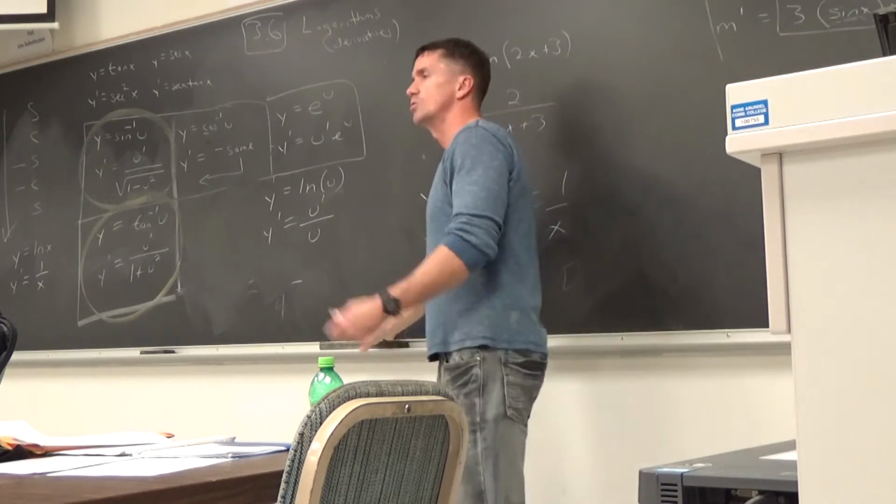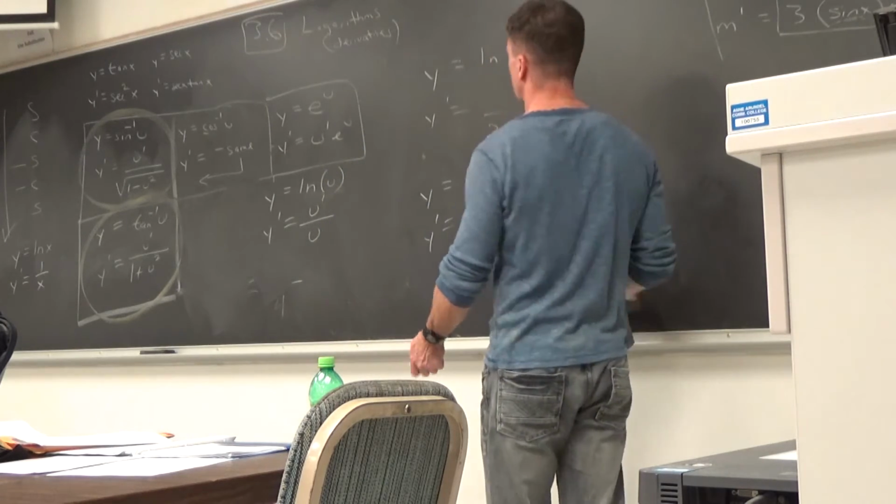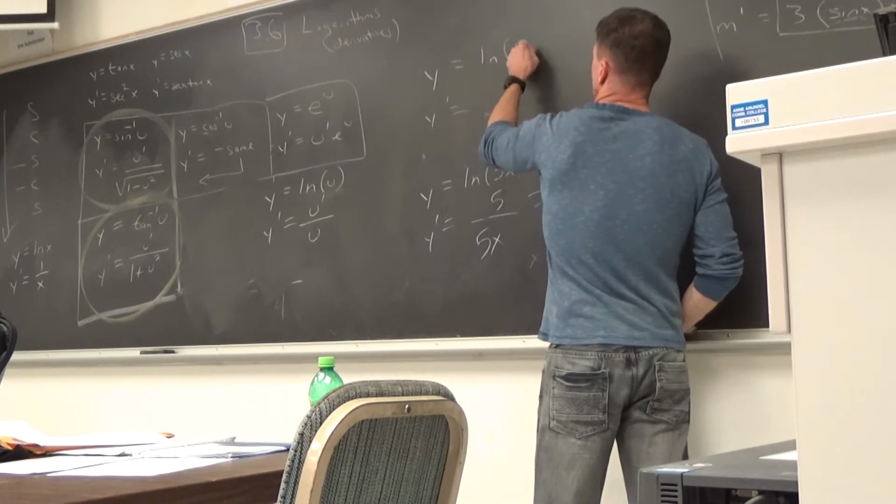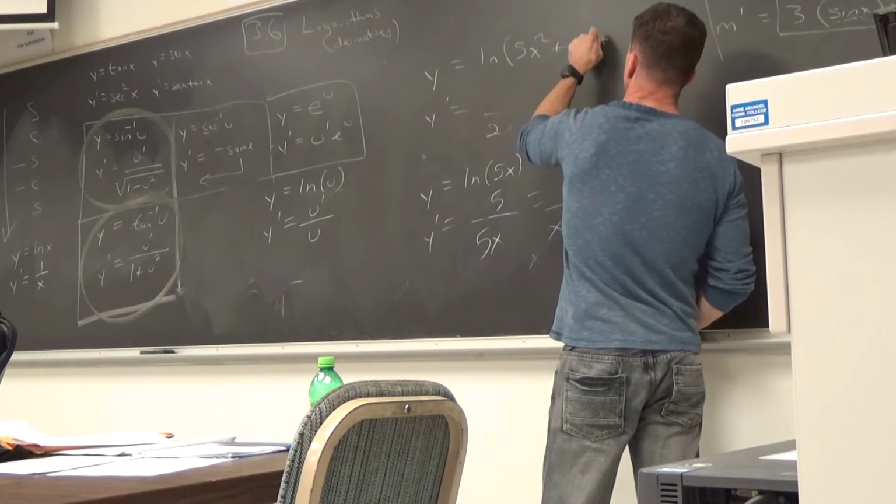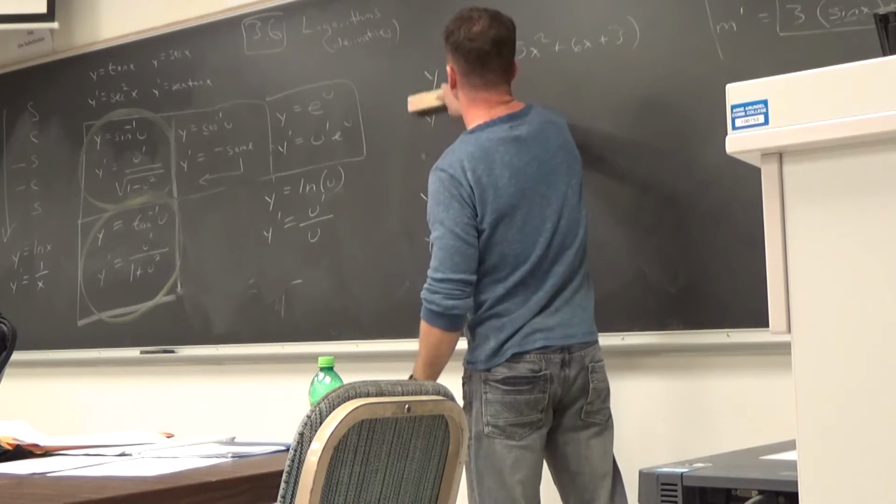All right. Let's do a weird one. I still think I can't stump you. Look: ln of 5x squared plus 6x plus 3. I just don't think I can stump you.